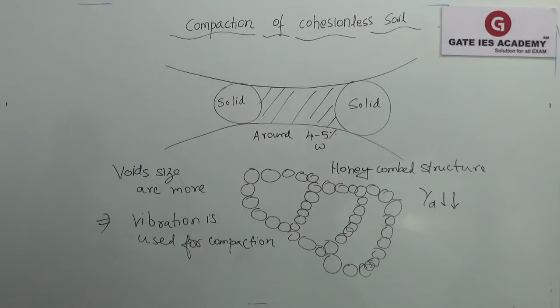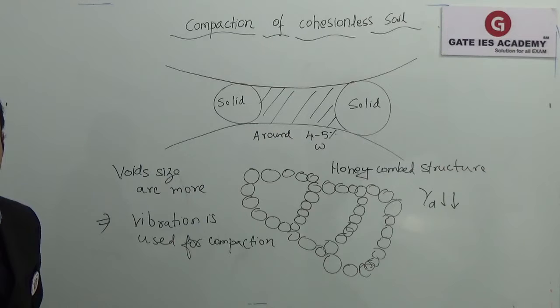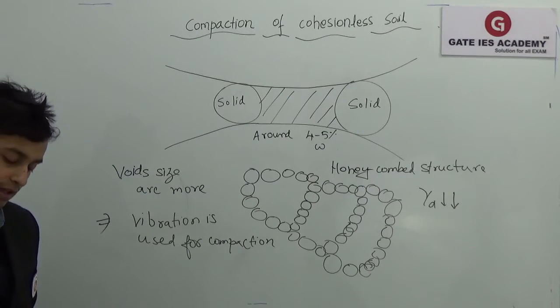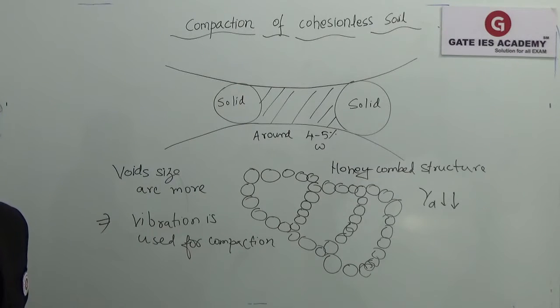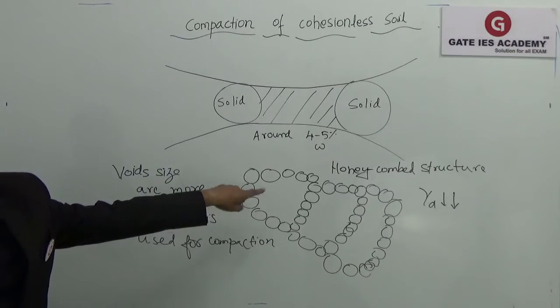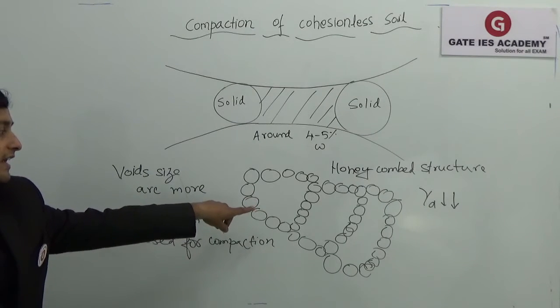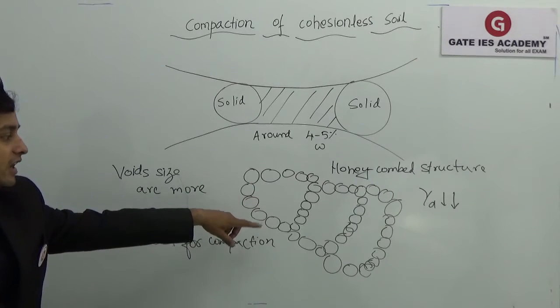due to capillary tension, which brings the soil particles closer, incorporating large voids between a ring of soil aggregation. This is what they are explaining, the honeycomb structure.